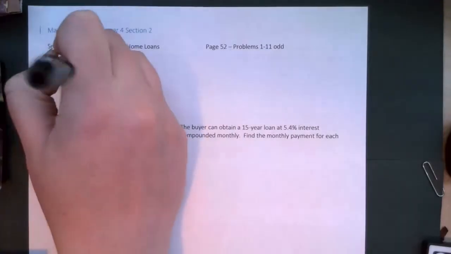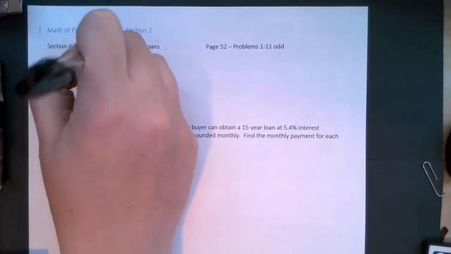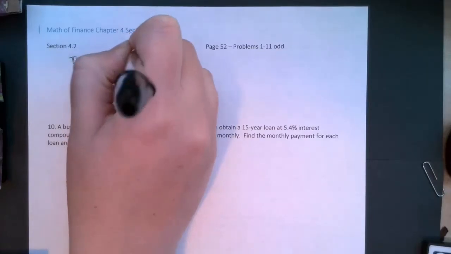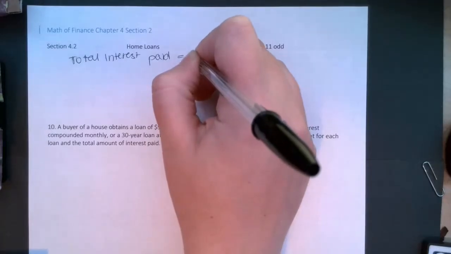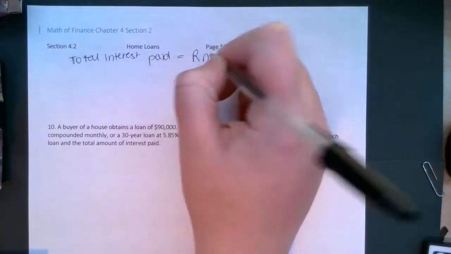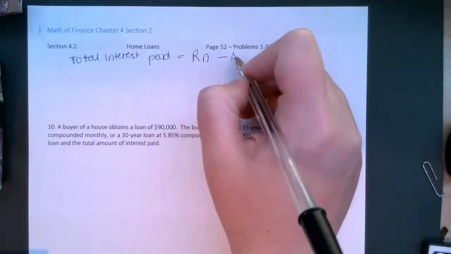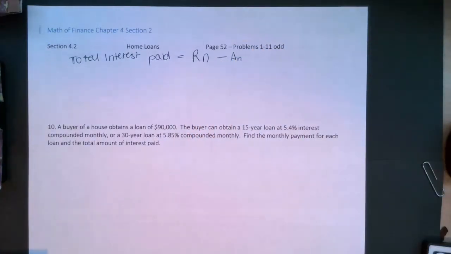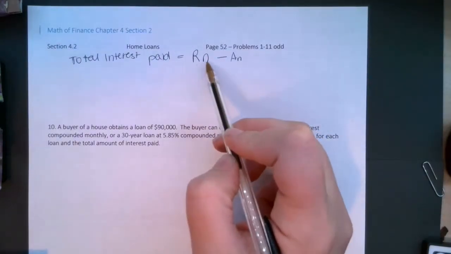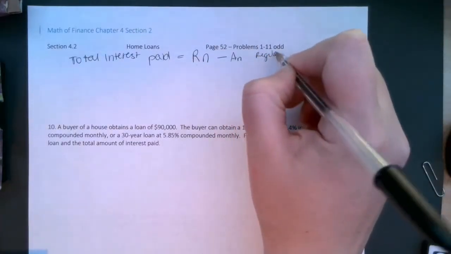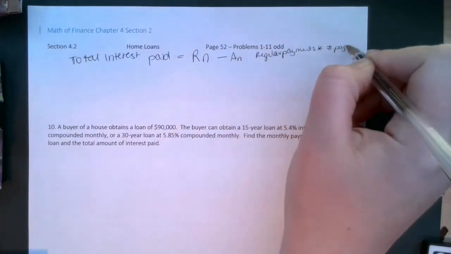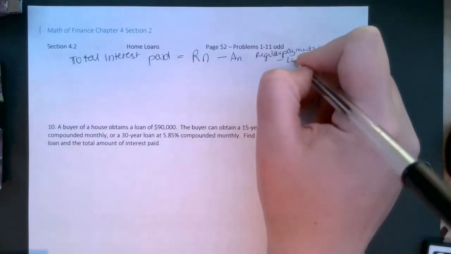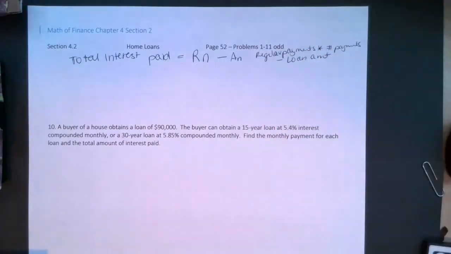So the first one is that the total interest paid is equal to the regular payment, R, times N, the number of payments, minus the amount you paid for the loan, A sub N. So again, this is the regular payments times the number of payments minus the loan amount. So putting it in words, just so you have it.